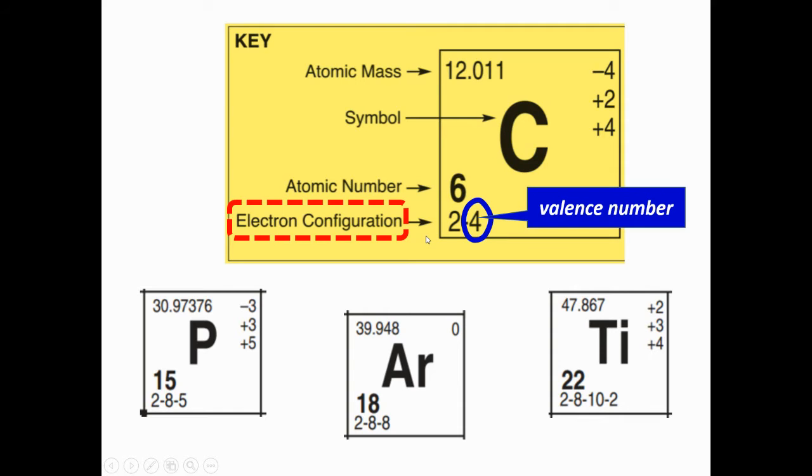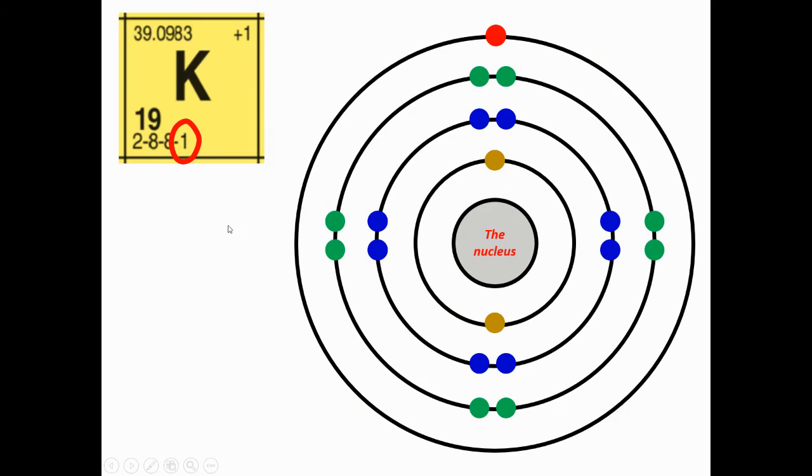Now, there's another special term you need to know. That is valence number. Valence means the outermost shell of electrons, or the last number in the code. Okay, so in phosphorus, 5 would be the valence number. For argon, 8 would be the valence number. For titanium, 2 would be the valence number. It's just the outer shell of electrons. Okay, in this potassium right here, 1 would be the valence number, this one outermost electron.